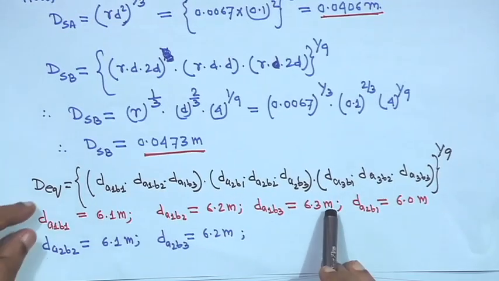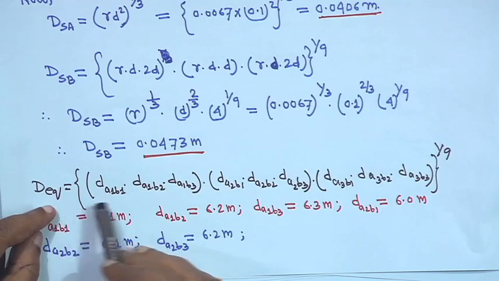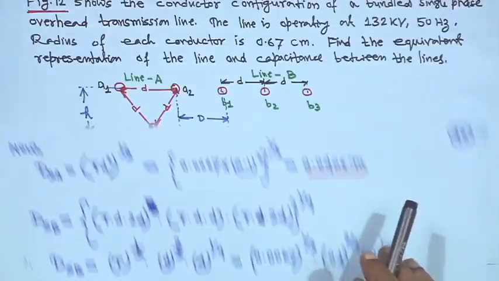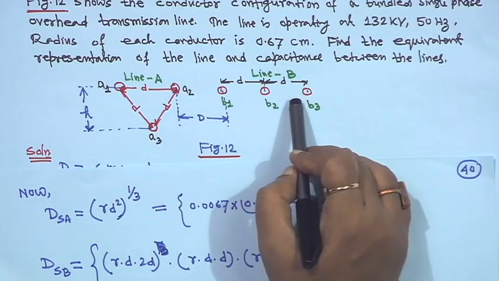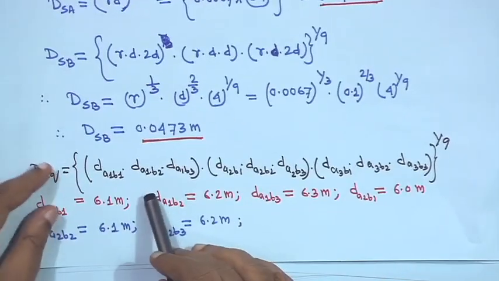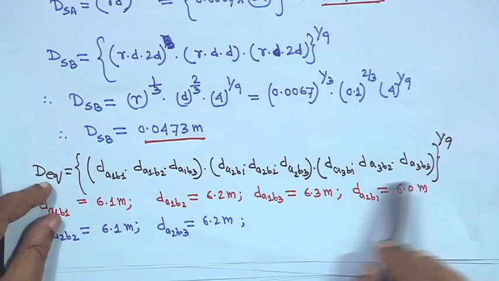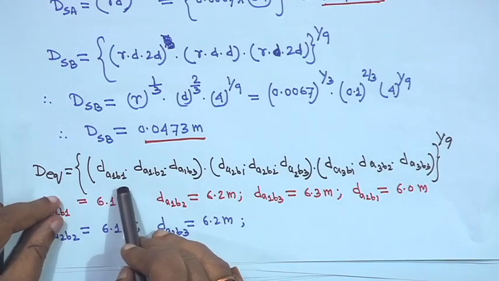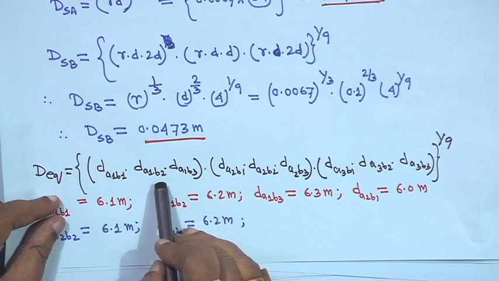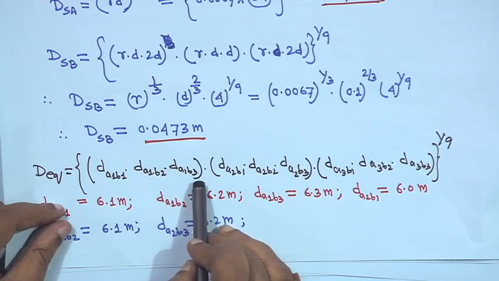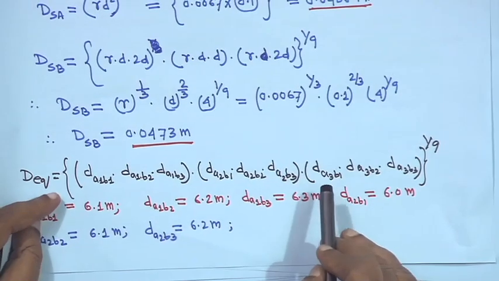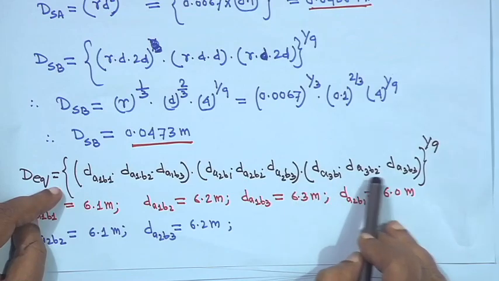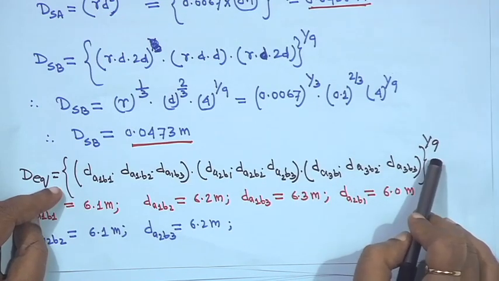Now you have to calculate DEQ, that means all sort of combinations you have to take, right. Here also 3 conductors, here also 3 conductors. So, 3 into 3 is 9, that means all possibilities you have to consider. So, DEQ is equal to DA1 B1 into DA1 B2 into DA1 B3. Next you consider A2: DA2 B1, DA2 B2, DA2 B3. Next you consider A3: DA3 B1, DA3 B2, DA3 B3, all to the power 1 by 9, right.